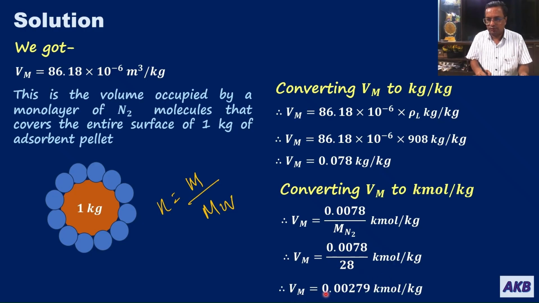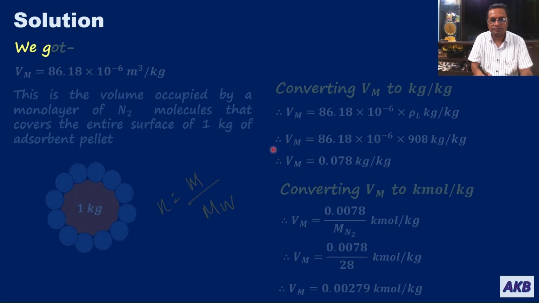That is, Vm will be equal to 0.00279 kilomole per kg. So in this way, meter cube per kg of nitrogen is now converted to kilomole per kg of nitrogen. So this many kilomole of nitrogen are adsorbed on 1 kg of adsorbent surface, and this covers the entire surface of the adsorbent, as I discussed just now. So I hope you are understanding the concept. If you have any doubt, please let me know.